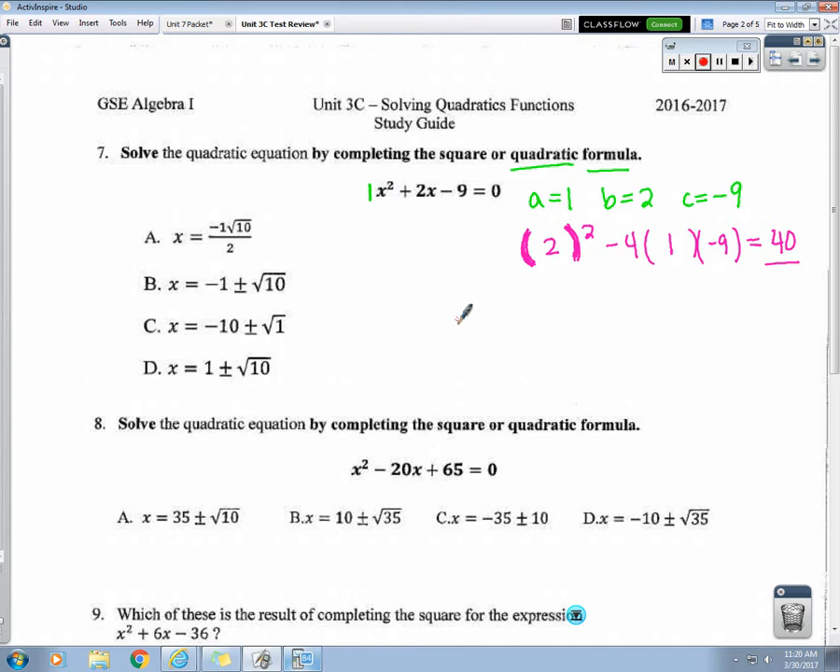Okay, so x equals negative b. Well, our b is 2, so it'll become a negative 2, plus or minus the square root of 40 all over 2 times a. What's the a value? So 2 times 1 will be 2. Now type these in and find your 2 final answers. I'm going to teach you how to match it up. Did you say the choice board?